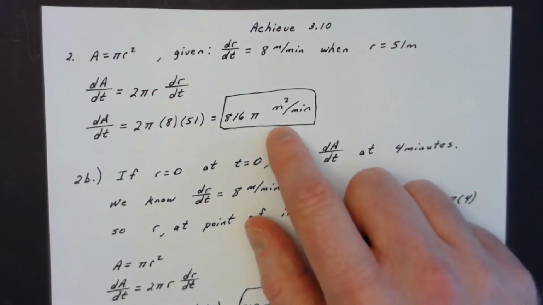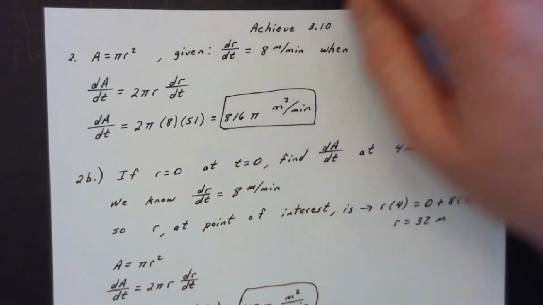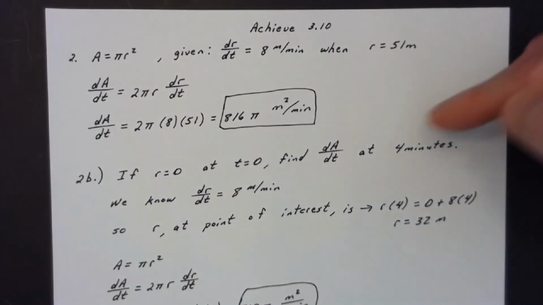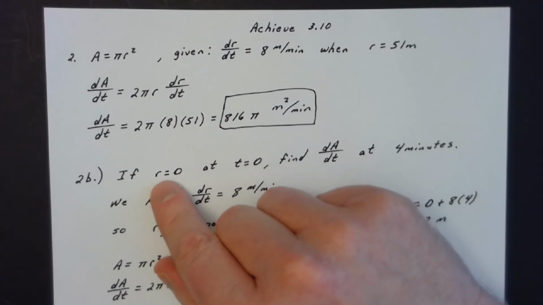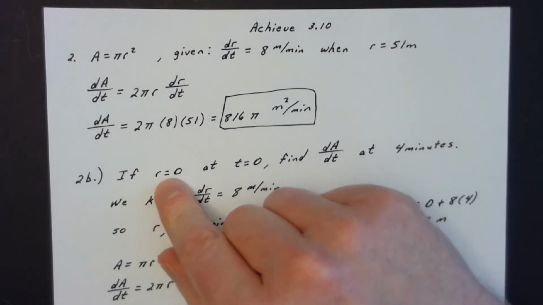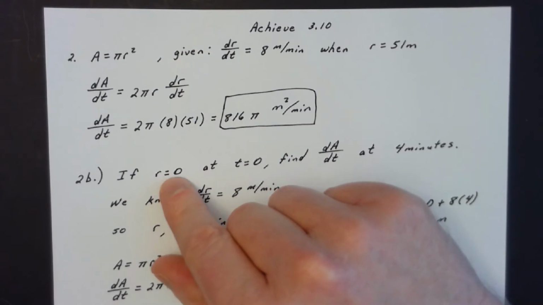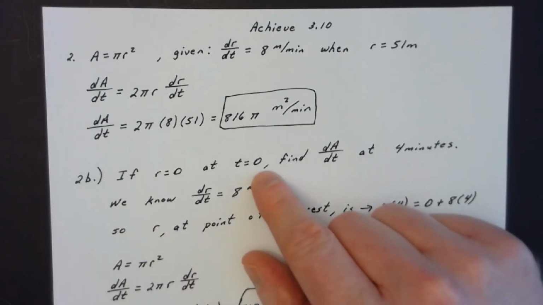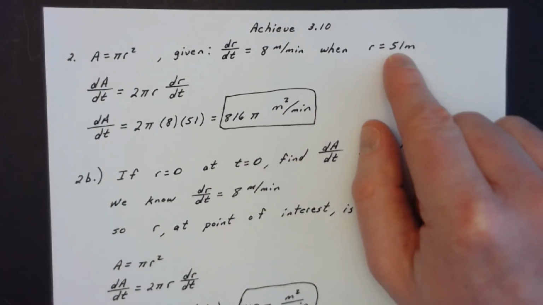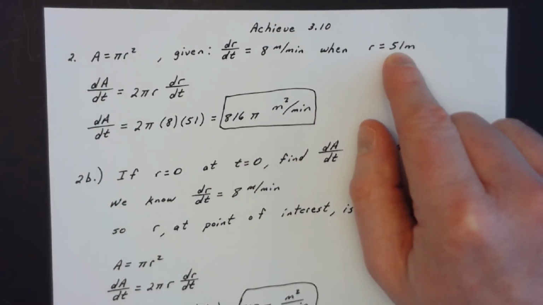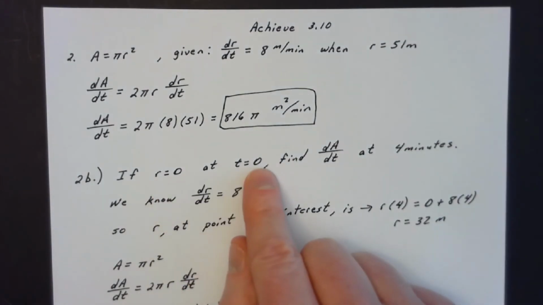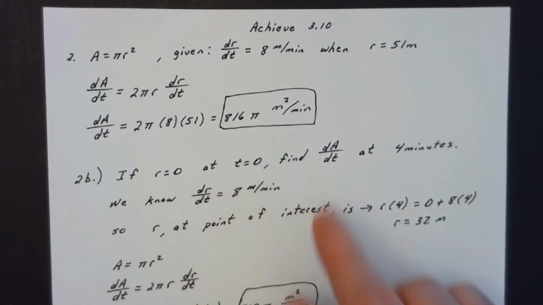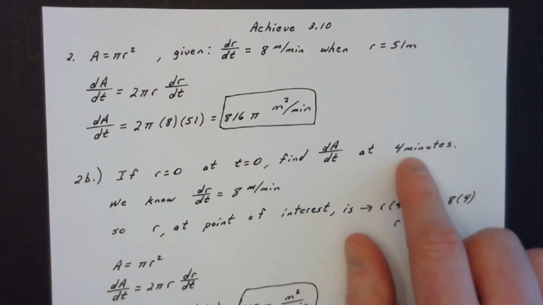Now, the second part of this problem, I can see some would have a little bit more struggle with. It's giving you some initial criteria here. It's saying that the radius of the circle initially is 0 at a time of 0. So we're not given what our radius is at the point of interest, we have to solve for it. So it's saying if r is 0 at t equals 0, we're supposed to find the change in the area of the circle at 4 minutes.